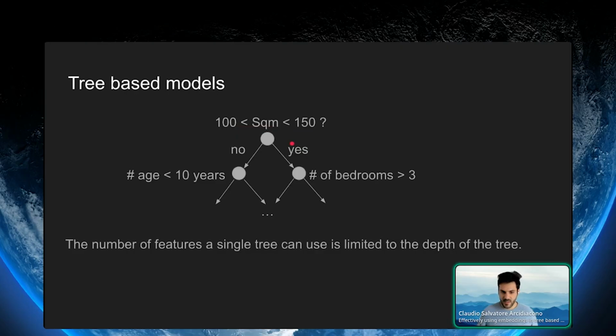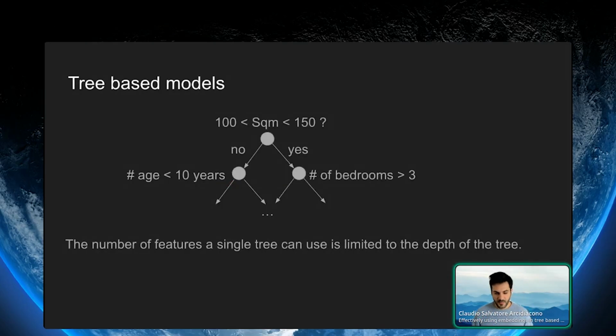In the context of house pricing, a possible tree might look something like this. First, it's very likely the model is going to look at the size of the house, and it's going to use this information to separate bigger, higher value houses from smaller, lower value houses. And then it's going to further split those groups by looking at other features, which could be the number of bedrooms or the age of the house, and so on and so forth.